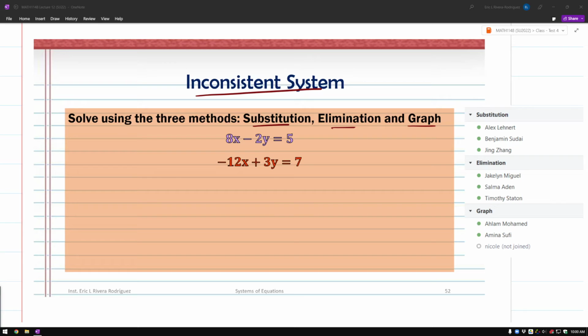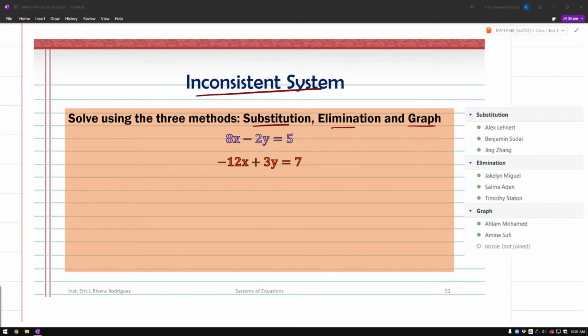Okay, so we are all back. So, substitution group, Alex, Benjamin, Jean. What did you find? Okay, 3y equals 20. Okay, so I'm going to give you a bit, maybe two more minutes. Okay.